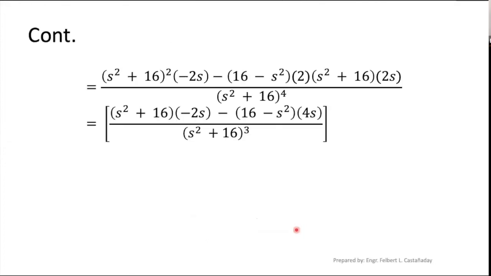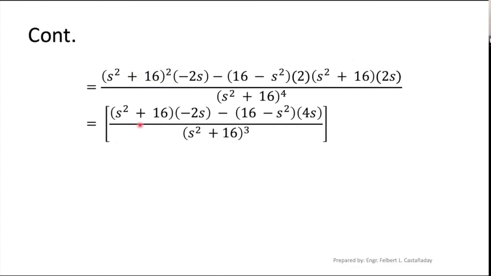Let's continue. We can see from here that we have s squared plus 16 in each term: s squared plus 16 squared, and s squared plus 16 in here. So we can factor out s squared plus 16. The idea of that is, since the denominator is s squared plus 16, we can cancel one of the s squared plus 16. We were able to have this result. The denominator becomes s squared plus 16 quantity raised to 3, because we were able to cancel one s squared plus 16 in the numerator.